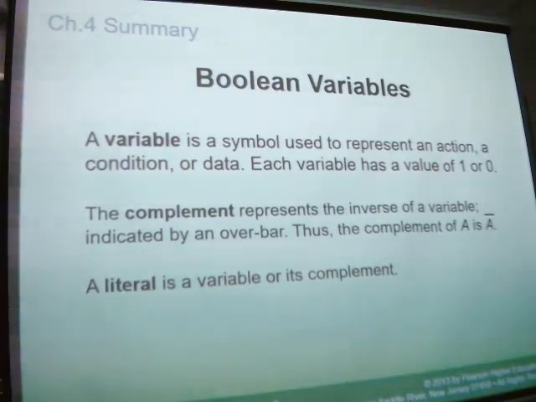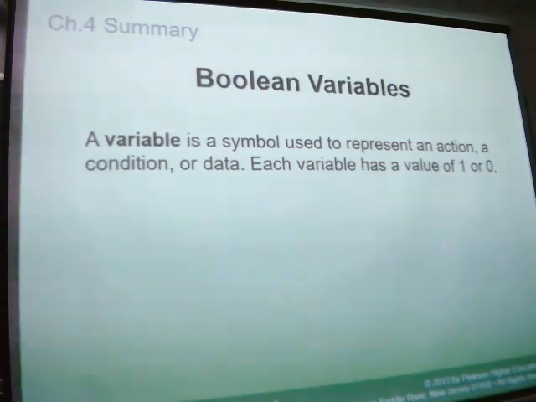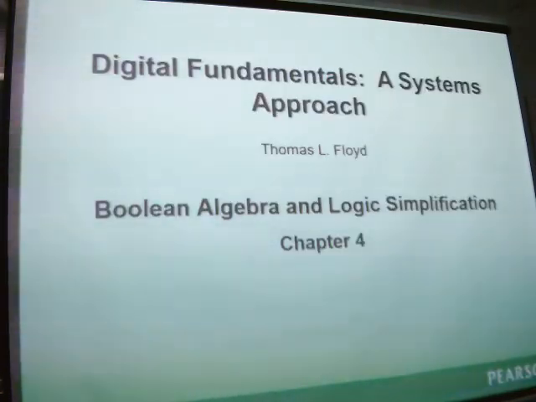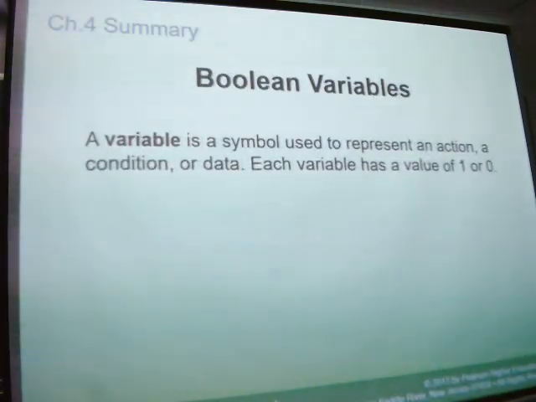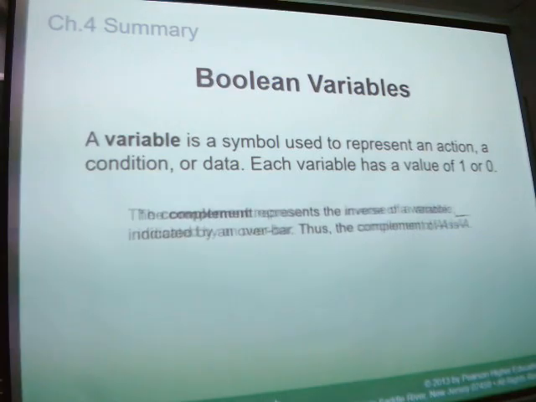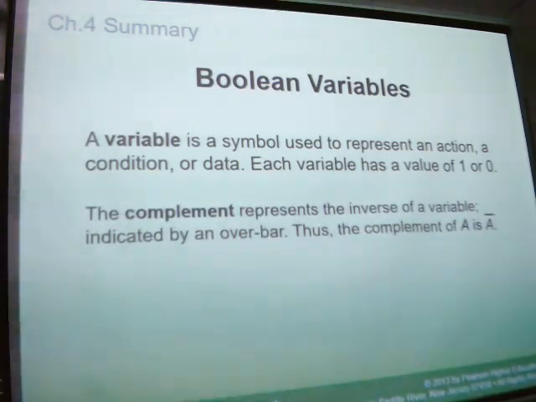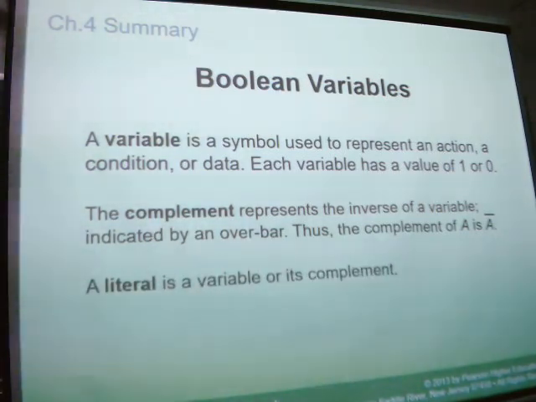In Boolean algebra, a variable only has two values, 1 or 0, and also the complement. A literal is a variable or the complement.